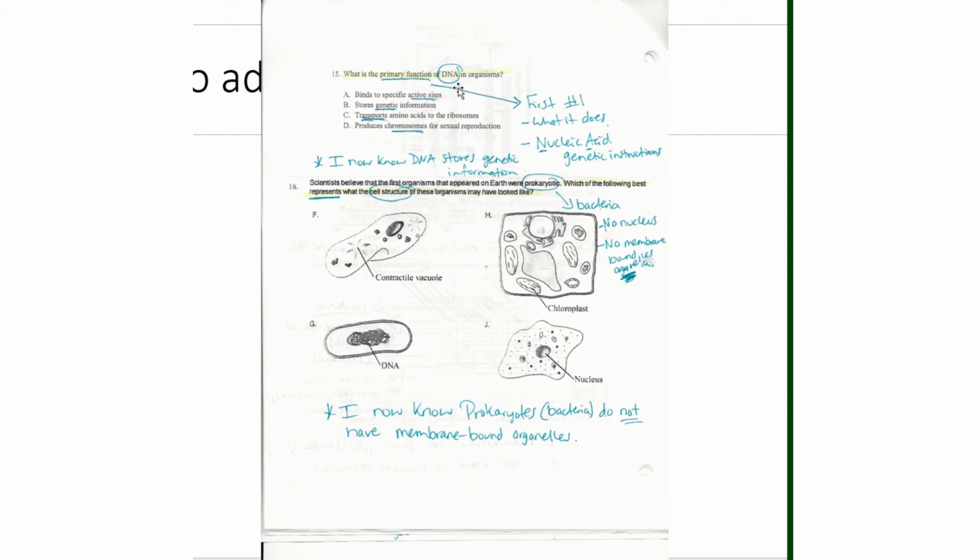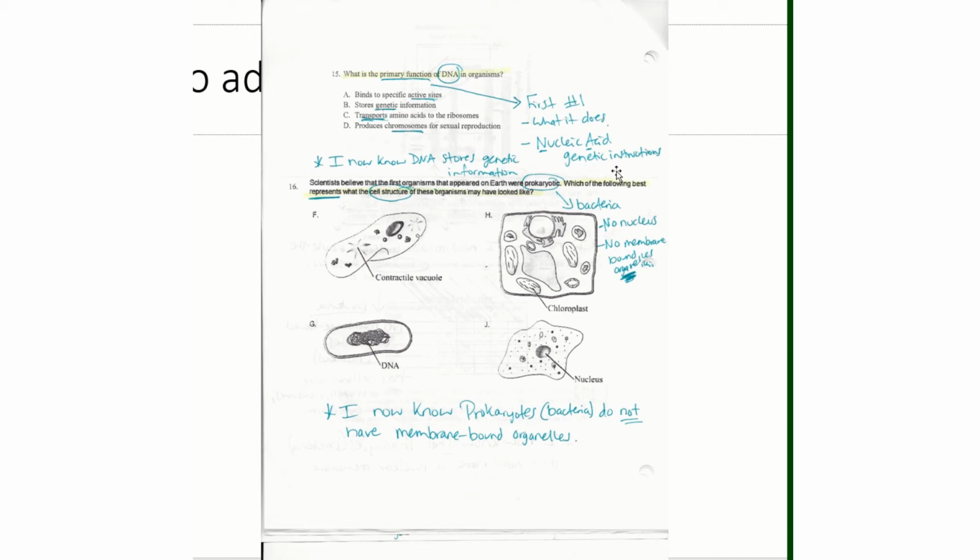What is the primary function of DNA in organisms? So primary means first, number one, primero. Function, what it does, función, right? Job. DNA, nucleic acid. Genetic instructions are nucleic acid. That's your DNA, right? It's who you are. So binds to a specific active site. That's the enzyme. That's a protein. That's not DNA. Stores genetic information.